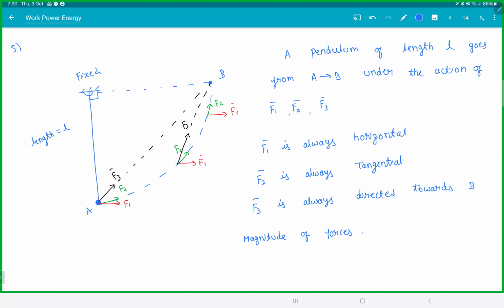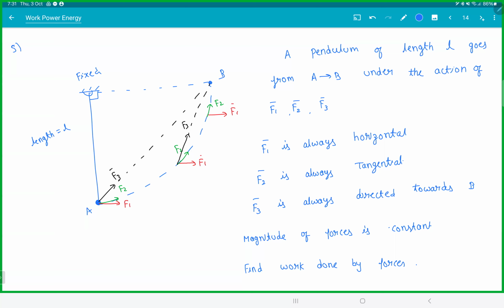Magnitude of forces is constant. Only direction is changing. That means mod F1, mod F2, mod F3 are constant. Find work done by the forces when it goes from A to B. I hope the diagram is clear, everyone. So we have a pendulum. It is going from A to B. In this process, there are three forces acting on the pendulum: F1, F2, F3. What is the work done by F1 when you go from A to B? Find the work done by F2 when you go from A to B.